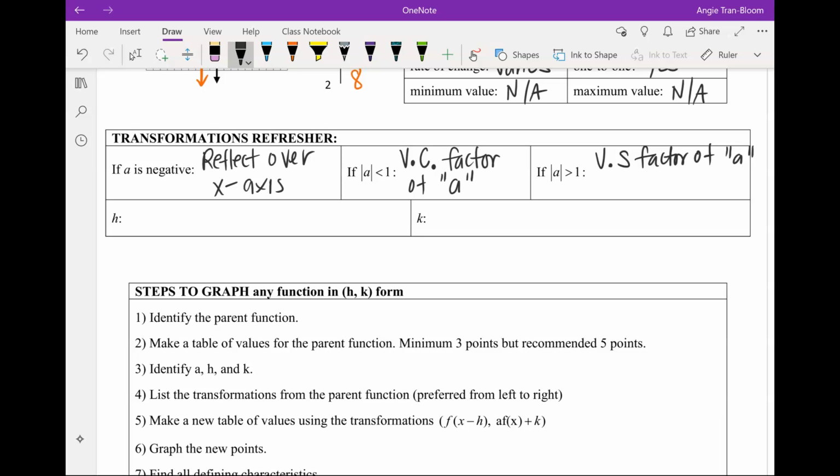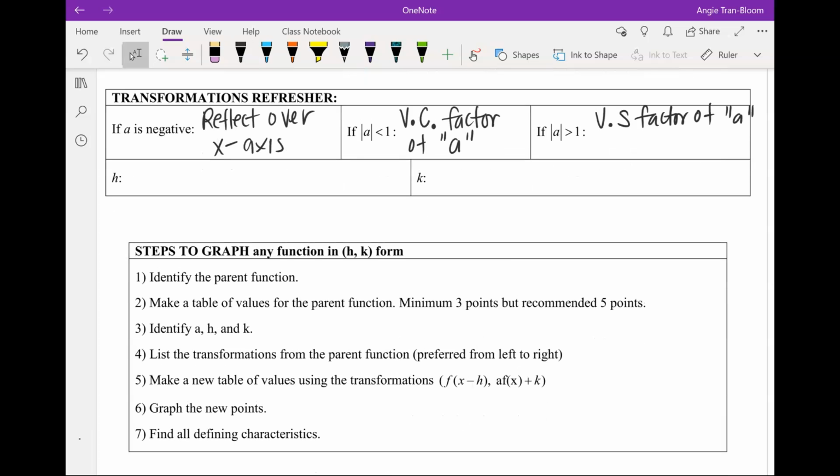Slater, H and K will go what direction? H will go right or left, and K will go up or down. Beautiful. So if you have positive H, you go right. If you have negative H, like Slater said, you will go left. If you have positive K, Slater said you go up, and negative K to go downward. Okay.